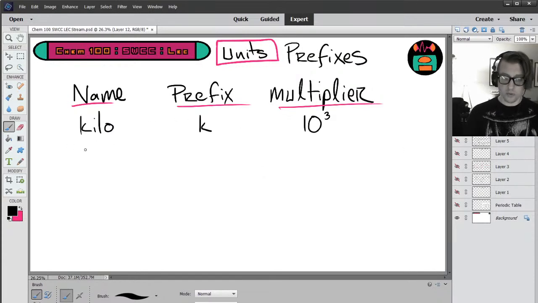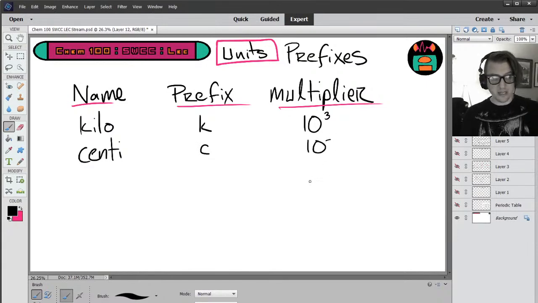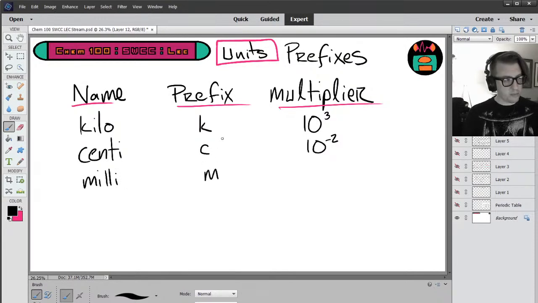The next, also probably going to ring a familiar bell, is centi. The prefix is a lowercase c, and this is 10 to the negative 2. So centimeters are tiny little meters, 10 to the negative 2. There we go. Next is milli. Those of you working in the health profession or nursing professions probably have heard of milliliters. The prefix is a lowercase m, and its multiplier is 10 to the negative third.